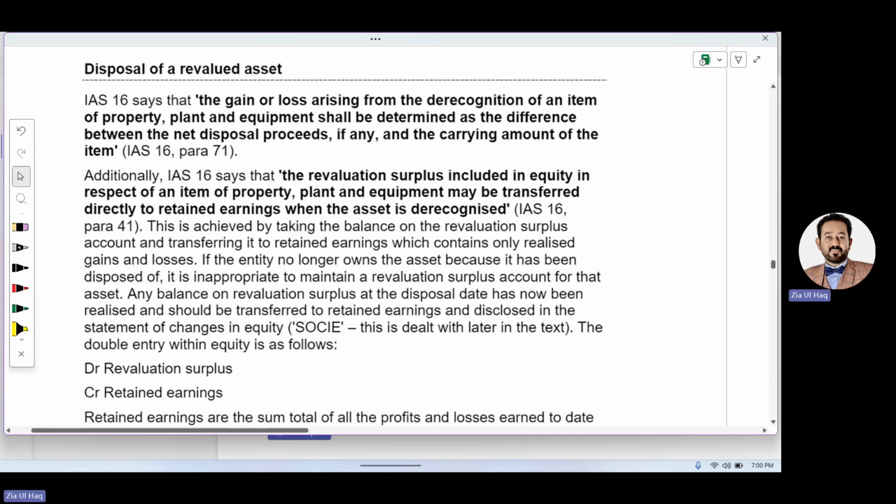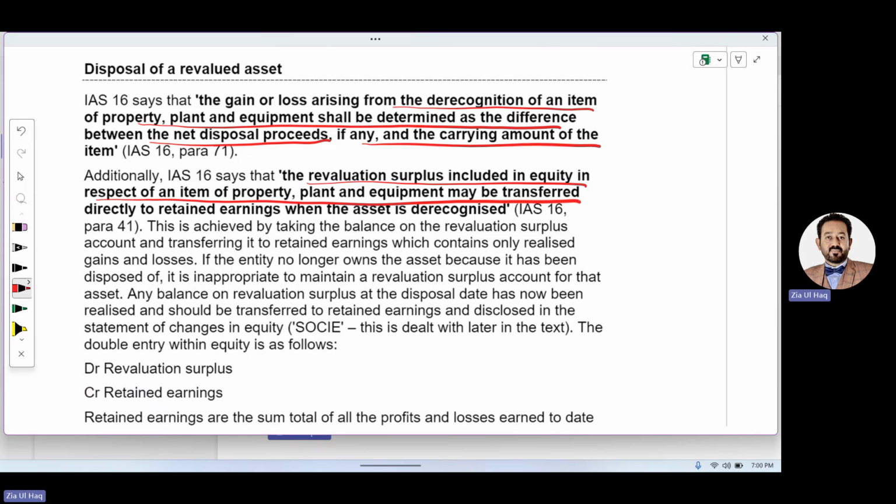In a similar manner, if we are disposing of a revalued asset, we will charge the gain or loss to the profit and loss account. The gain or loss arising from derecognition of an item of property, plant and equipment shall be determined as the difference between the net disposal proceeds, if any, and the carrying amount of the asset. The revaluation surplus included in equity in respect of an item of property, plant and equipment may be transferred directly to retained earnings when the asset is derecognized.